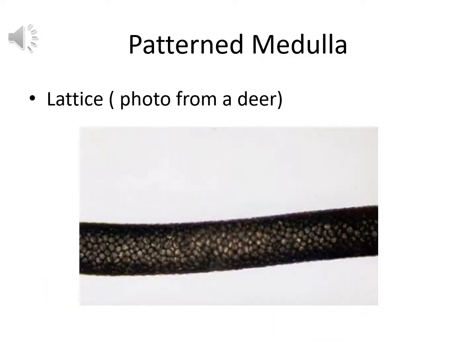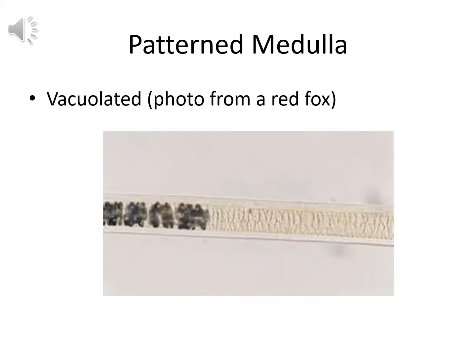All right, so here's a nice lattice pattern. This is a deer hair, so you can see it's sort of like a garden lattice. It's a very nice and fairly ordered pattern, and it looks sort of like a lattice from a garden lattice display. And so just another type of pattern medulla, and again, this one happens to be from a deer, but they're not the only species that exhibits the lattice, but it's not as common as some of the other pattern medulla types.